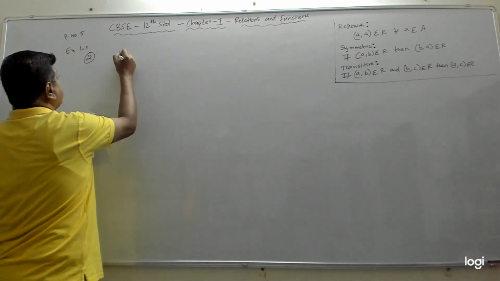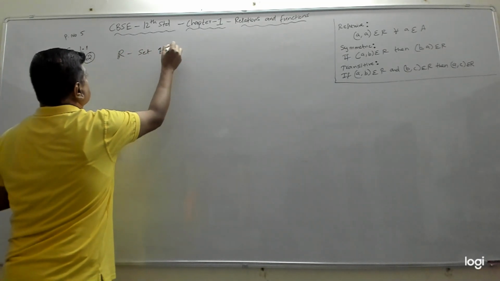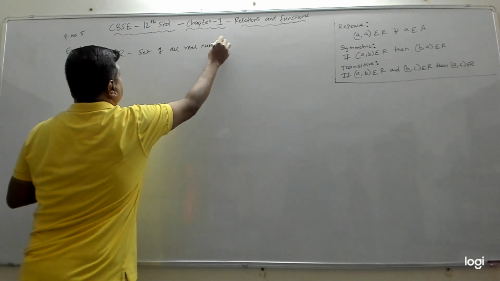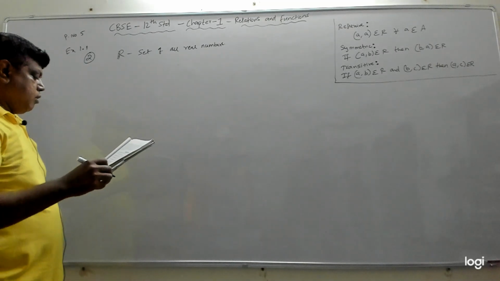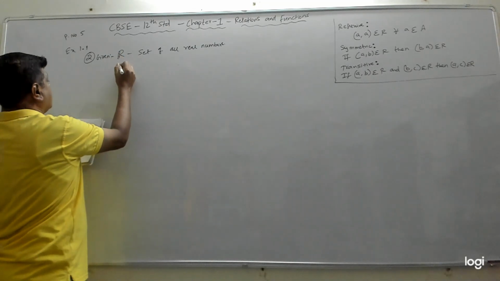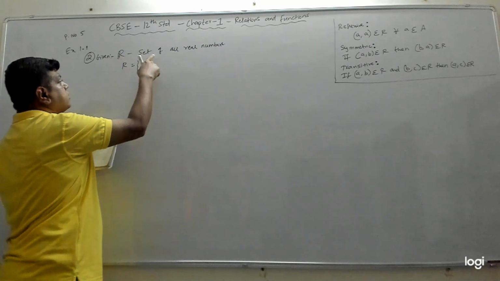So our given set R is stylish R, which is the set of all real numbers. And what is the relation defined on R? This is given in the question. And also what is R? R is equal to the set of all. So this R is the set of all real numbers.